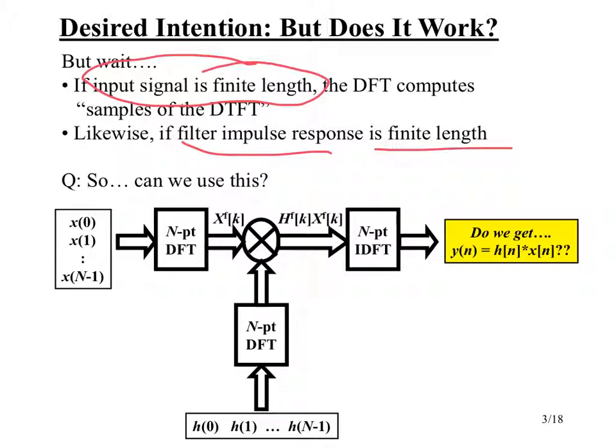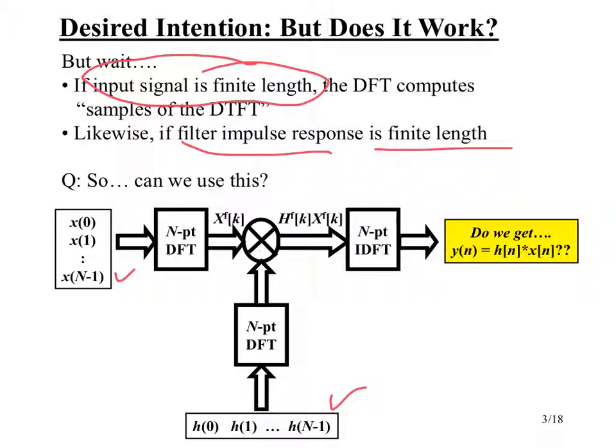One might think that we could do the following. Just for the purpose of discussion here, let's say that we have a length N filter and a length N signal. That way they both end up having FFTs computed, or DFTs computed, that are both N-point DFTs.